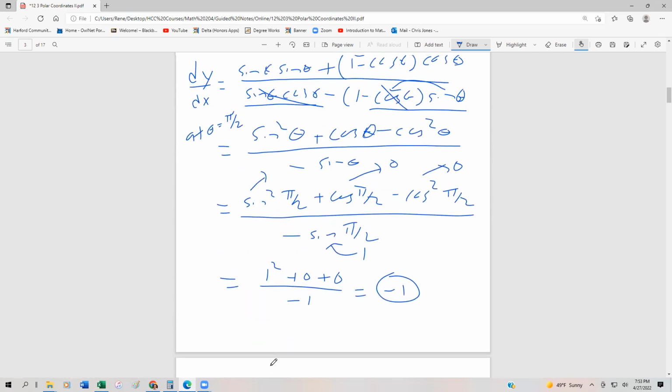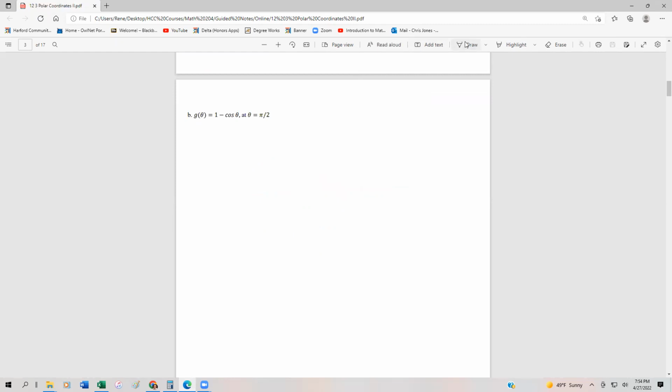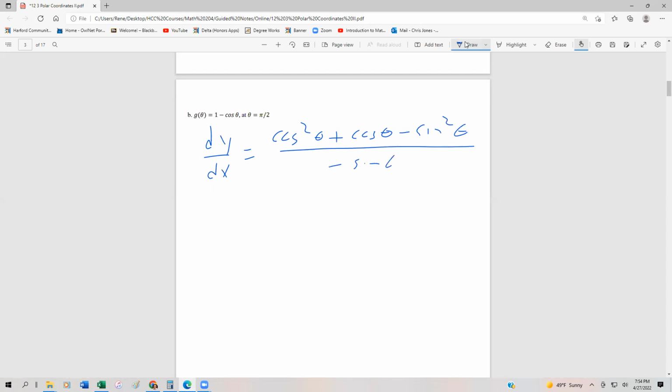Now, of course, we have to figure out what the horizontal and the vertical tangents are for this. And that's going to be a little bit tricky because we have to solve this equation, and we also have to solve this equation for 0. So let me refresh this. So just to remind you that dy dx was equal to cos square theta plus cos theta minus sine square of theta, and we divide that by negative sine of theta. Hopefully I copied that correctly.